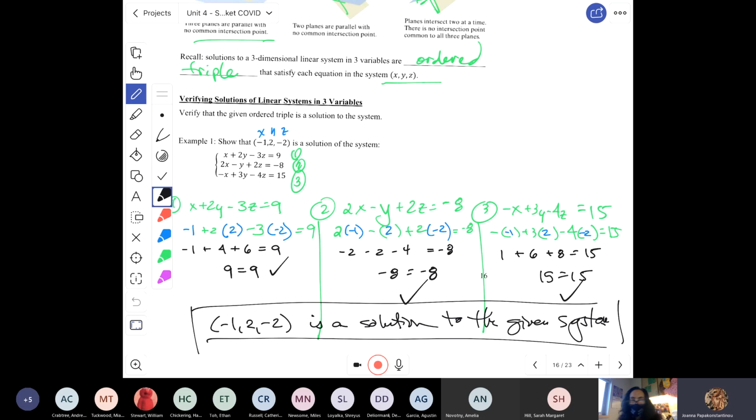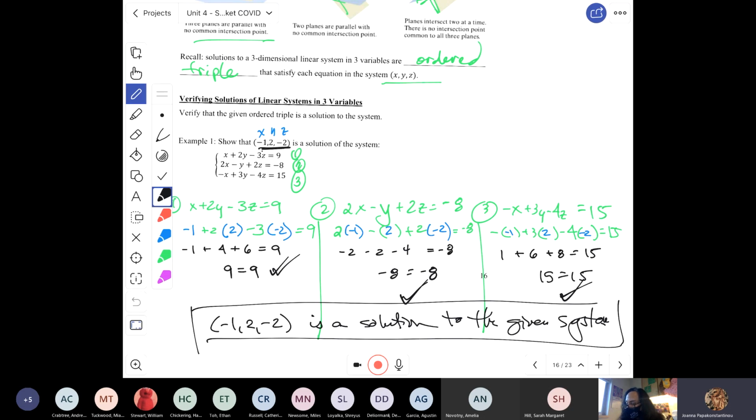But you would have to show me that it satisfies all three of the equations. It's not enough to say it satisfies one. If any one of these produced a contradiction, it would not be a solution. It would not fall on those planes. Okay, so that's fine. We can verify a solution. We can maybe classify the systems if necessary.